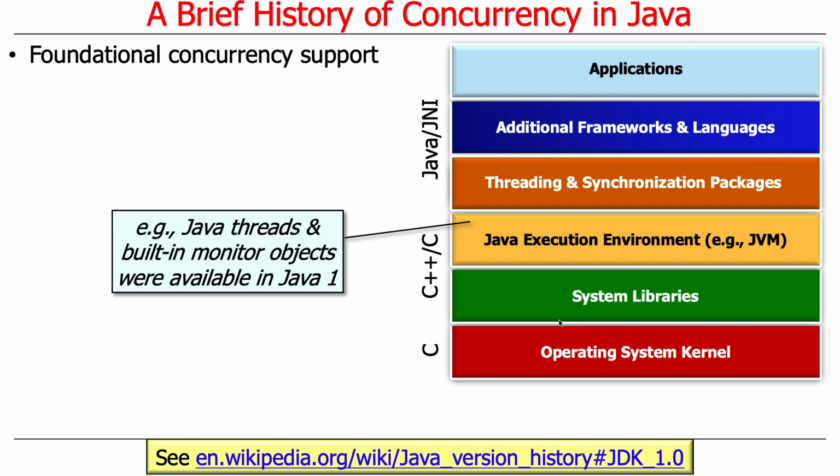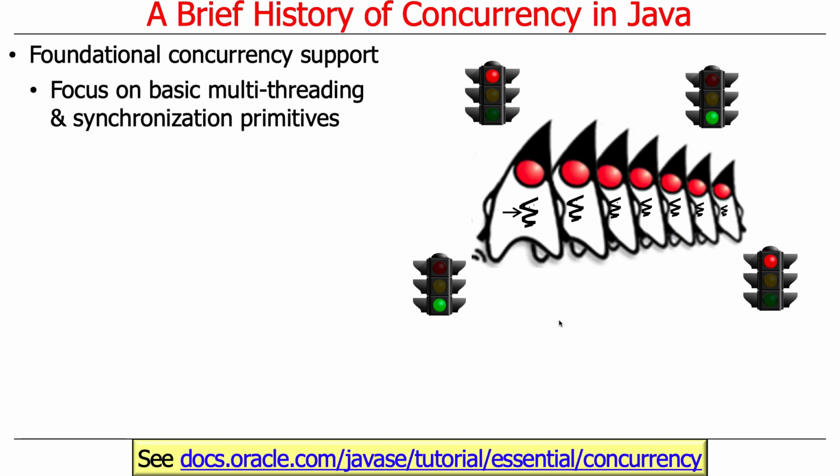When Java was first released in the '95, '96 timeframe with JDK 1, it supported right out of the box basic threads and so-called built-in monitor objects. Java's always been focused on concurrency, even though back in those days there really weren't a lot of parallel processing environments. We had single-core computers, really. Multi-core didn't really start showing up in commodity systems until the middle 2000s timeframe. These foundational features supported basic multi-threading and synchronization primitives.